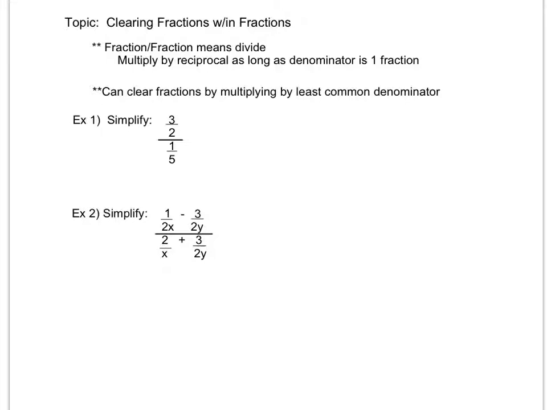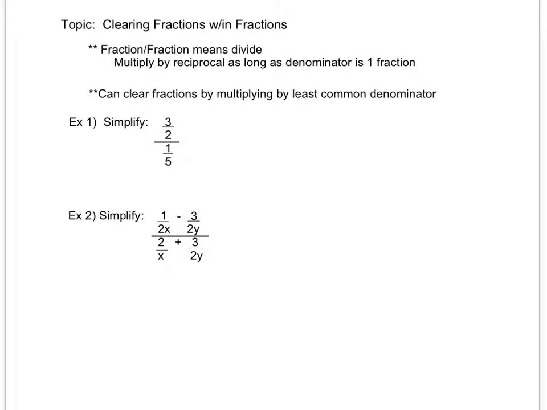If we don't have one fraction in the denominator, oftentimes we're going to clear fractions, and we can do that by multiplying both top and bottom by a least common denominator. So let's go ahead and start by looking at example 1.